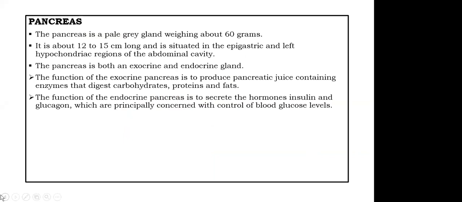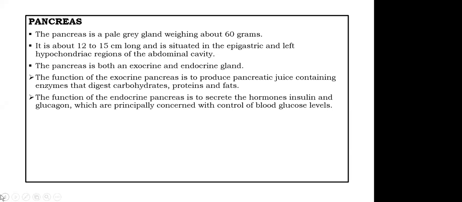The pancreas is a pale gray gland weighing about 60 grams. It is about 12 to 15 centimeters long and is situated in the epigastric and left hypochondriac regions of the abdominal cavity. The pancreas is both exocrine and endocrine. So what is the exocrine function of the pancreas? We'll talk about the exocrine and endocrine functions of the pancreas.